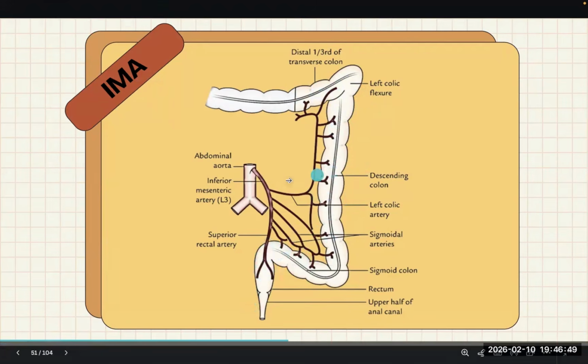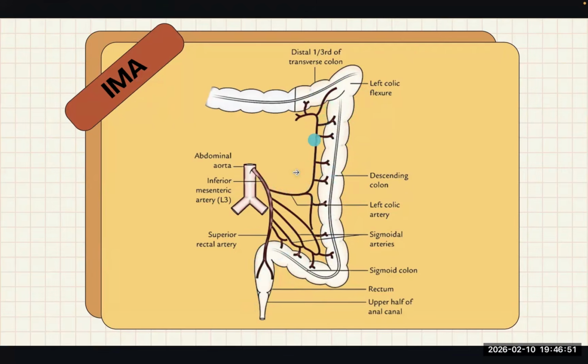Okay, and it gives me three main branches. There goes one, there goes two. This is one main one with a lot of mini ones, and the third one. The first one is the left colic. So we said the middle and the right from the SMA, and the left colic from the IMA. Imagine the left, like how you write the small L in lowercase. This is exactly the same. So left comes from the IMA.